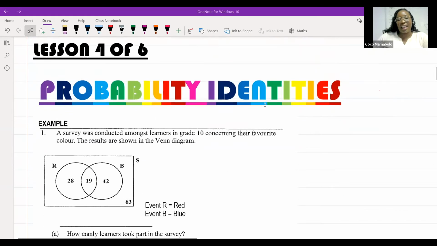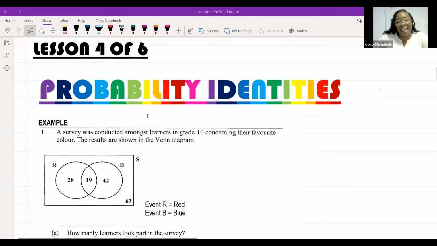Let's get into today's lesson, guys. Today, we're going to be talking about probability identities. We're going to be learning about identities and different rules that we can incorporate in calculating for probability. We're going to do a big focus on probability itself, not so much on sets and subsets.